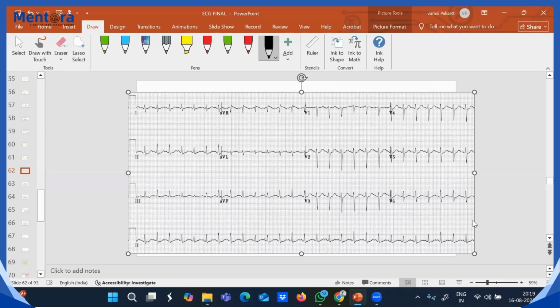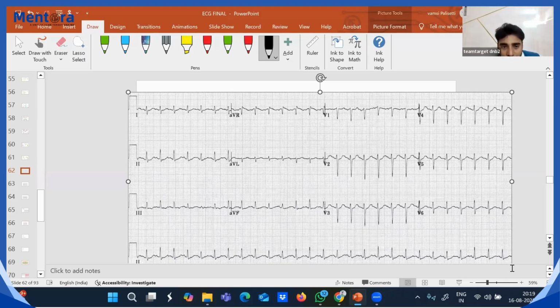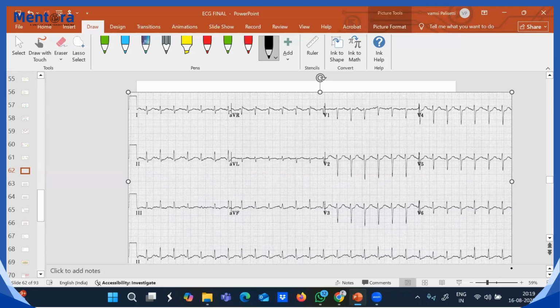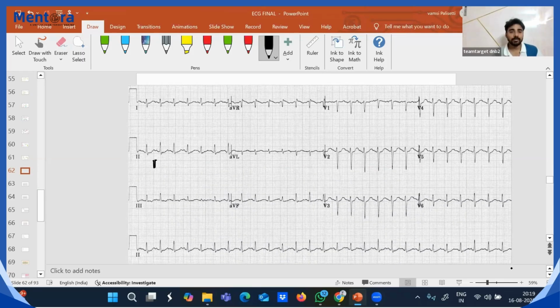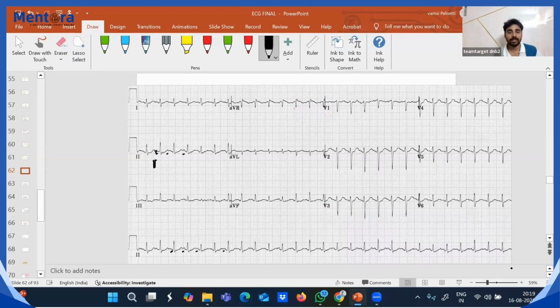Narrow complex tachycardia. Narrow complex, very good. Next, no P wave, regular? Regular. This is the P wave. This is your P wave. This is the P wave. Everywhere the P wave is there.